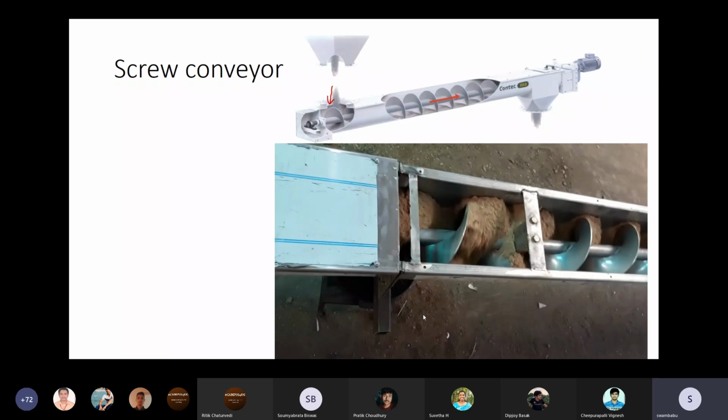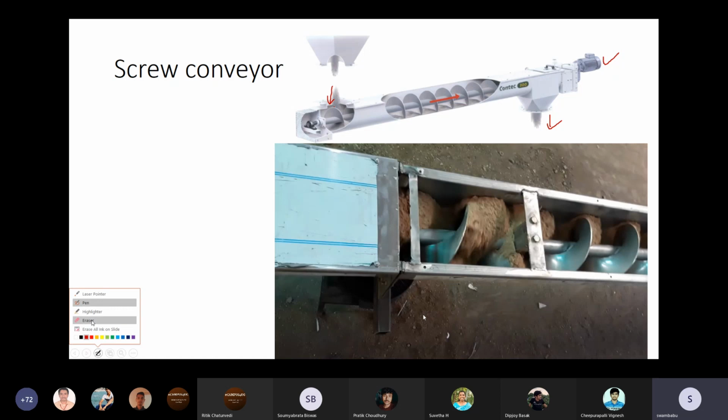And with the help of this motor, the screw is rotated continuously. When the screw moves from the bottom to the top, the solids are carried away with the help of this screw. That way, the material is moved from one point to another point. This is the feed point and this is the discharge point. Very, very simple.